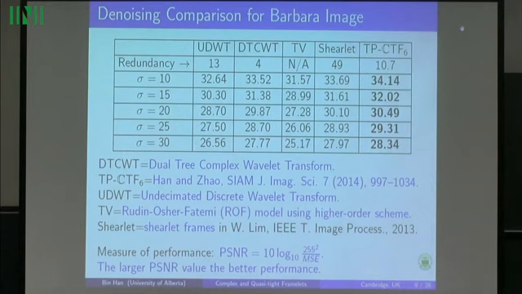And not only here, so what is the redundancy? If I'm given an image here, for example, 512 by 512, and you do the framelet transform, you are going to get a lot of coefficients.